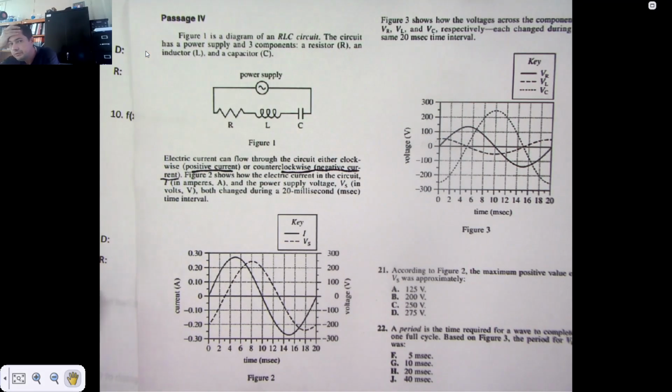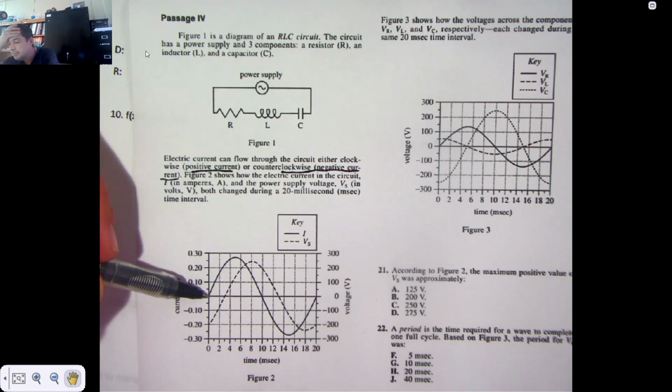Now, I'm very removed from the ACT, but I think typically there tends to be a question about stuff like this somewhere where you see parentheses where they define things. So I might look for that first. And it shows how the current, in amperes, A, and the power supply voltage, V, in volts, both change during a 20 millisecond time interval. So they talk about being positive.